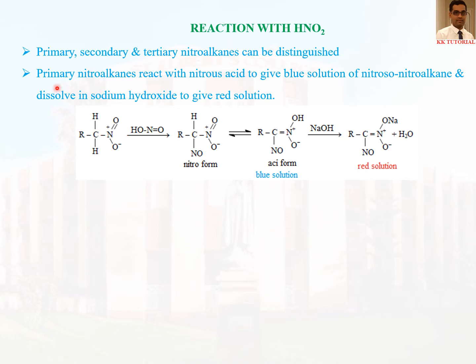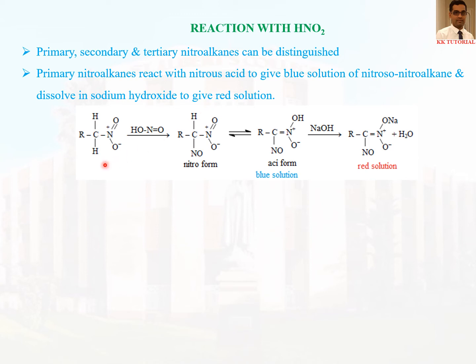If it is a secondary nitroalkane, then it reacts with nitrous acid to give a blue solution, but it will not dissolve in NaOH to form a red solution. A tertiary nitroalkane will not react with nitrous acid, so it will not give a blue color with HNO2. This is how we can distinguish between primary, secondary, and tertiary nitroalkanes.